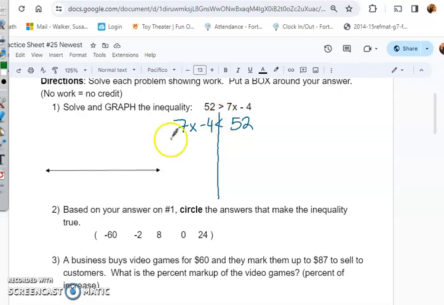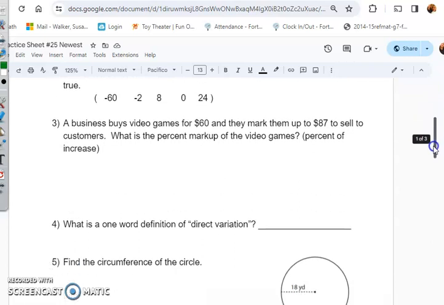Now, I'm going to look here. There's not a negative in front here, so that variable is going to stay in that direction. That tells me the kind of dot I need and the direction that it's shading. So your job is to solve that and use your number line, which should have 5 numbers on it, to solve number 2. Number 3, we've been doing this for a few weeks.